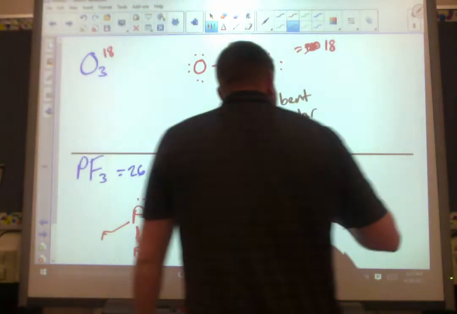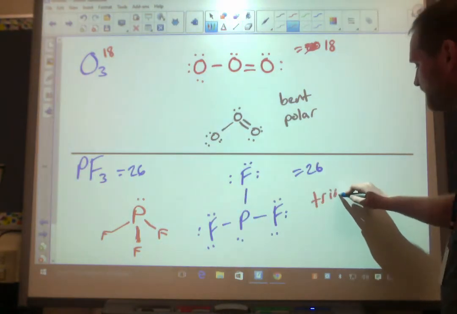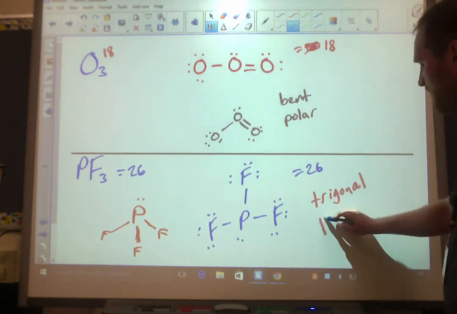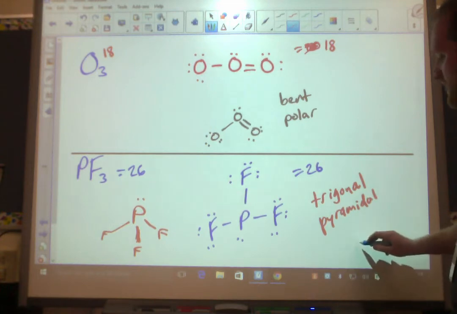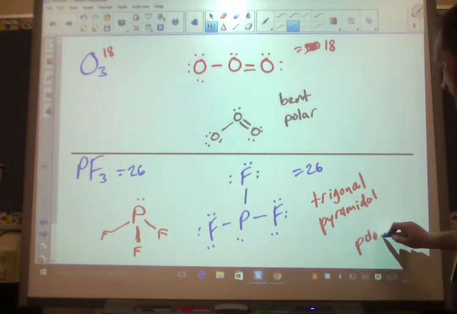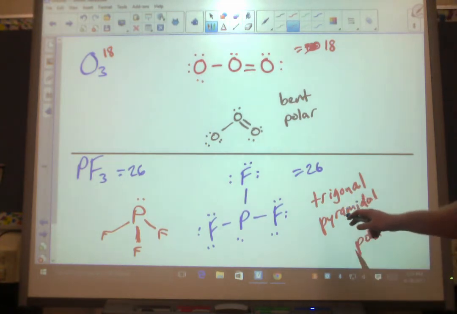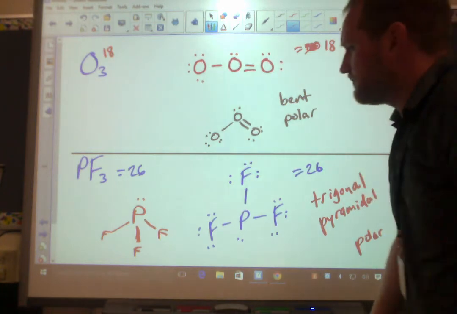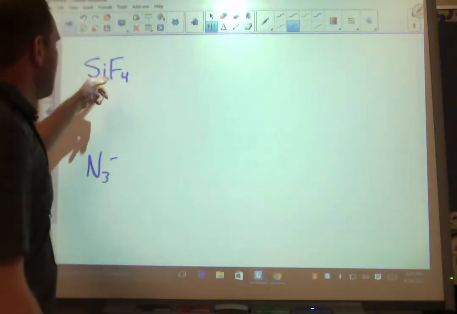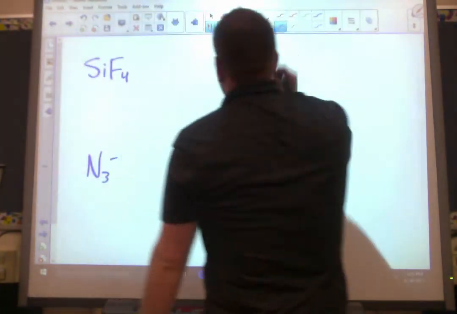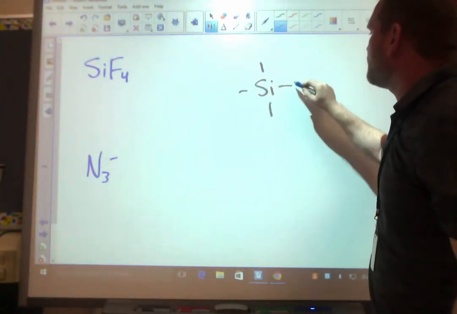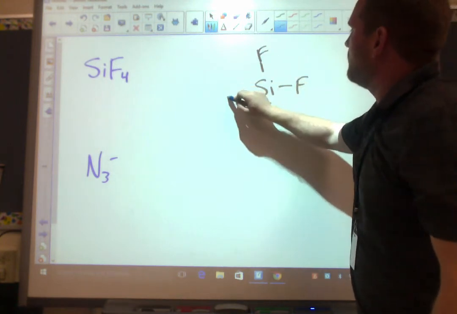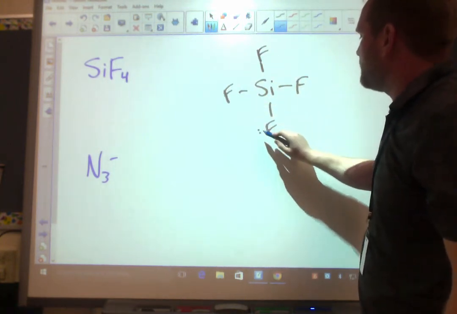So again, the shape here is called trigonal pyramidal. And this is going to be a polar molecule. All trigonal pyramidals, all bents are always polar. CCl4, silicon tetrafluoride. Si in the middle of 4 F's. Let's add dots.